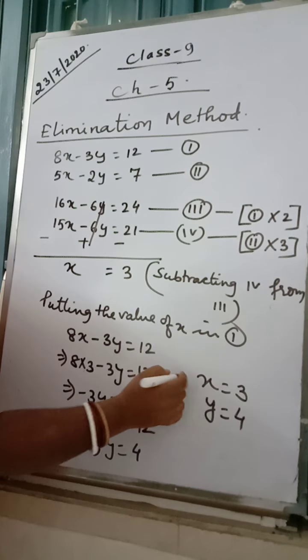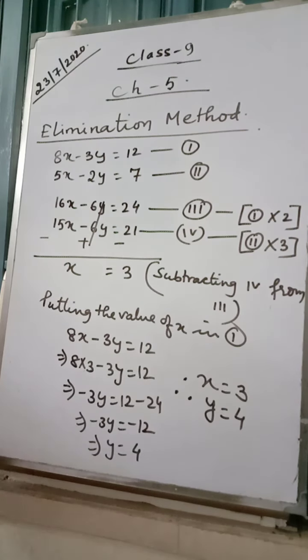This is the final value. This is called the elimination method, in which we have eliminated one of the variables. So a linear equation in one variable is obtained, then that is solved, and once it is solved, we put the value in to get the second variable. This is known as the elimination method.